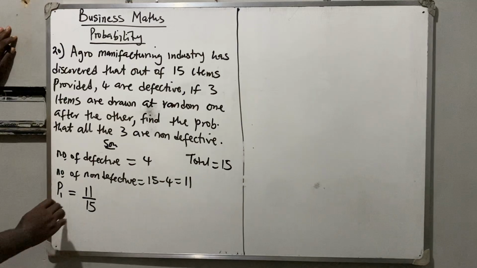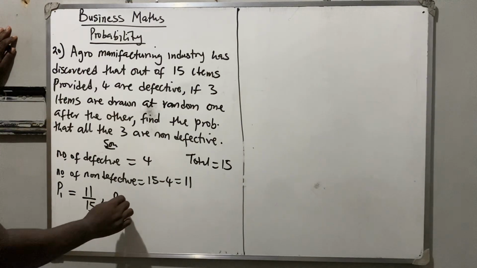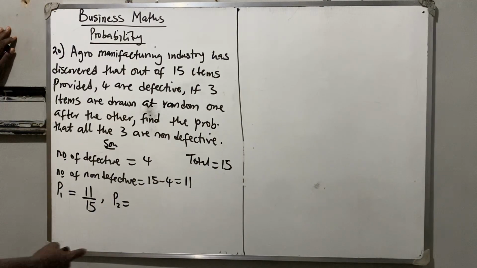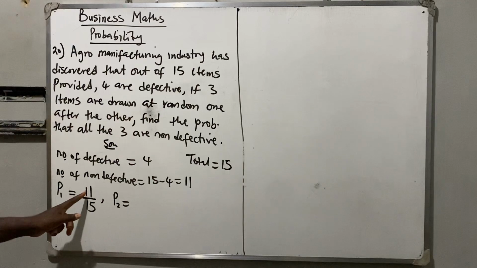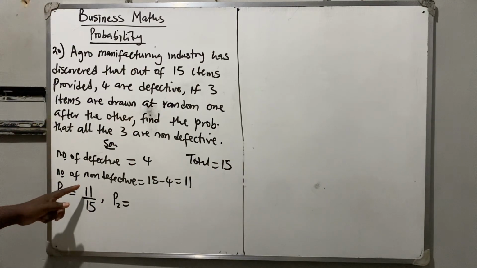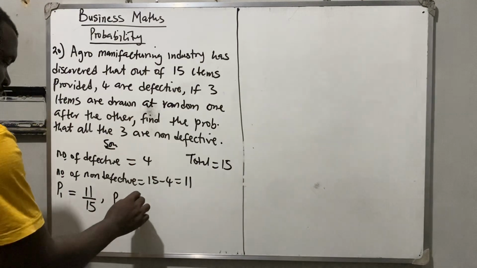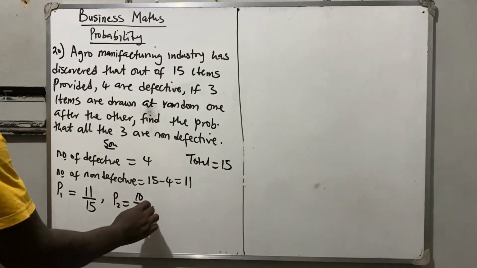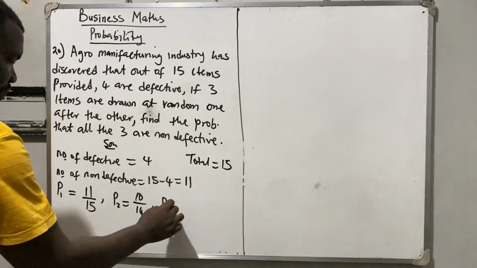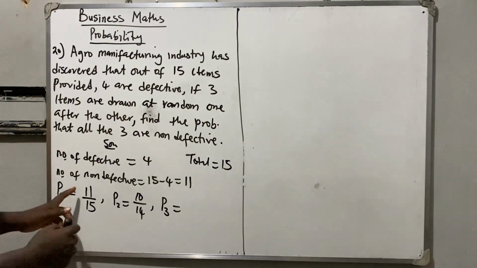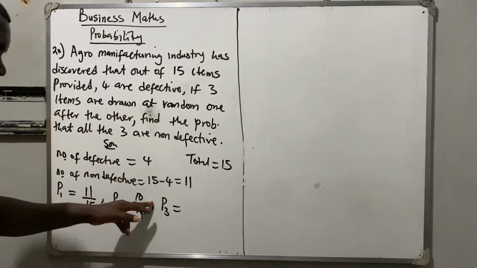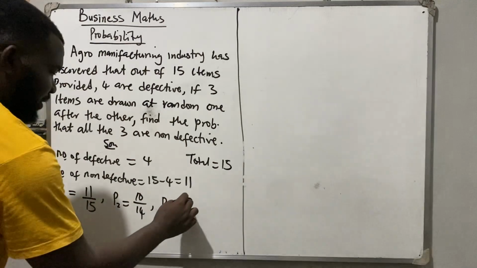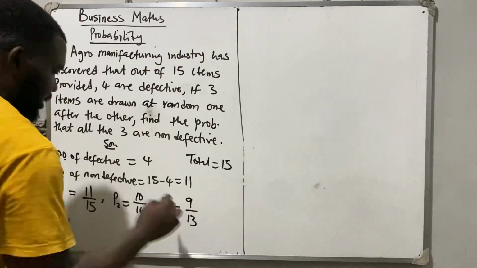Now if I pick the second one, the probability of picking the second one, it is also non-defective. Now remember that it is without replacement. I have picked the first one, so out of the non-defective, I have 10 remaining, and out of the total, I have 14 remaining. For the third one, I have picked one and did not replace it, picked another and did not replace it, so I have 9 remaining and 13 remaining.